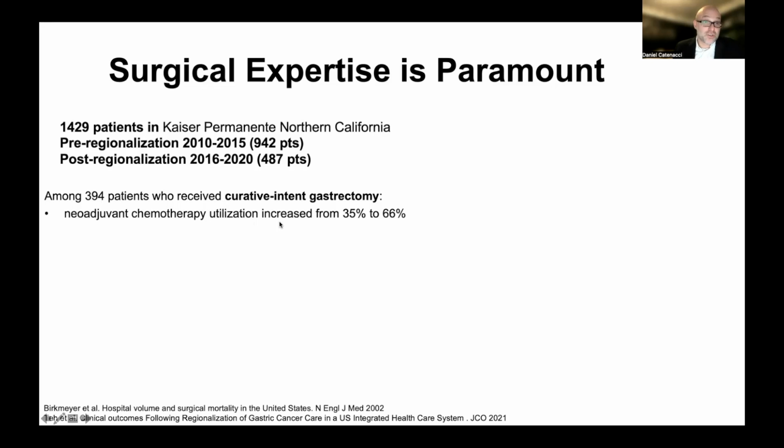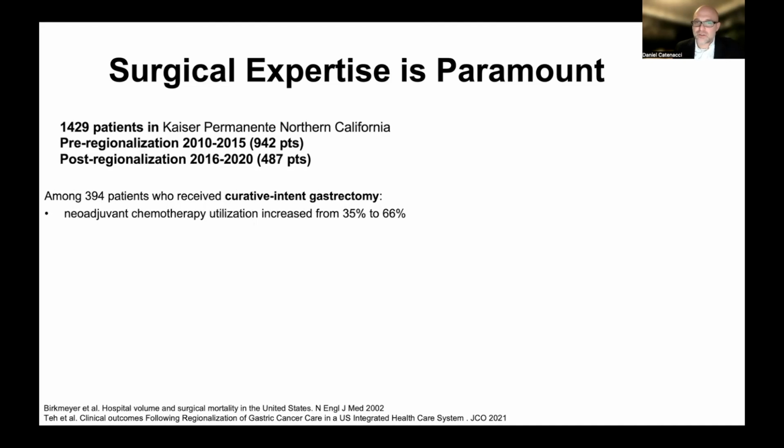And what they first noticed was that the utility of neoadjuvant chemotherapy, which is a standard of care and preferred, increased in the patients pre at 35% to post about 2/3 of patients. So the reason why this is important is because it's really the preferred way. And when we get to the curative intent videos, you'll see that there's a couple of different options.